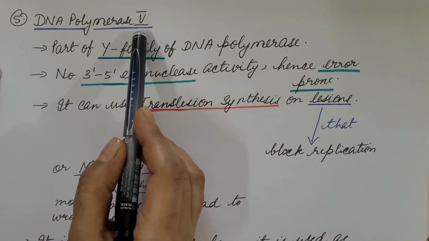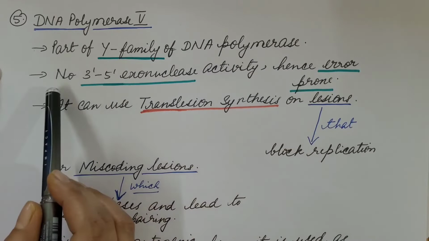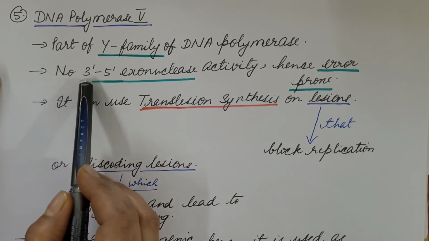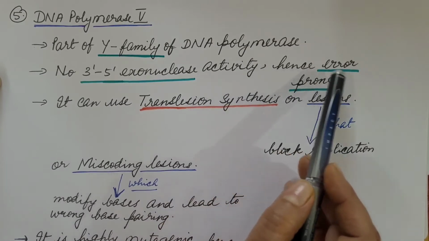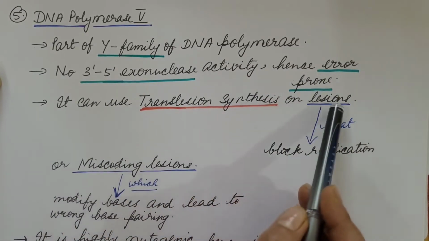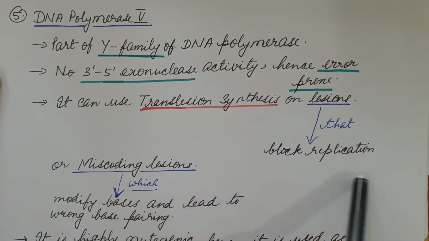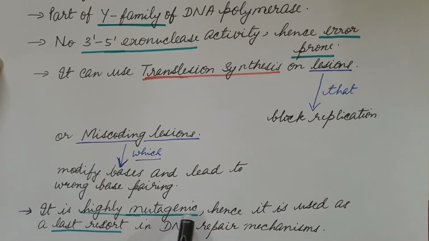Now DNA polymerase 5, it is also part of the Y family of DNA polymerases. Like DNA polymerase 4, it has no 3'-5' exonuclease activity, hence it is also error prone. It can use translesion synthesis on lesions that block replication or miscoding lesions which modify bases and lead to wrong base pairing. It is highly mutagenic. Hence, it is used as a last resort in DNA repair mechanisms.